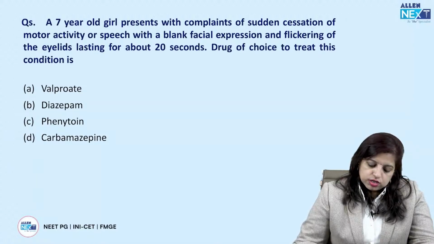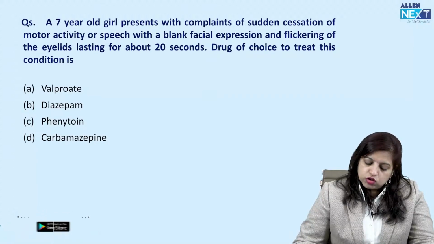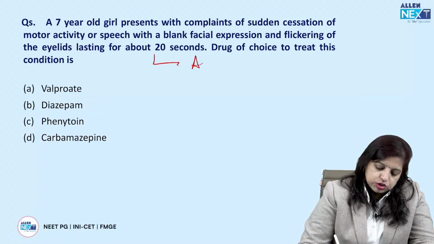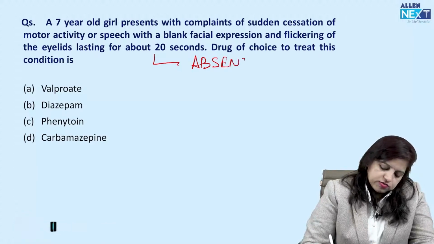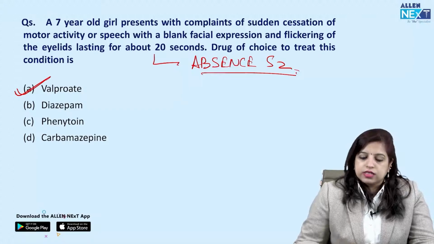A 7-year-old girl comes with complaints of sudden cessation of motor activity or speech with a blank facial expression and flickering of the eyelids lasting for about 20 seconds. Drug of choice to treat this condition is. So this is nothing but a complete description of absence seizure. Yes, everybody knows this, and the drug of choice is valproate in this case, right?